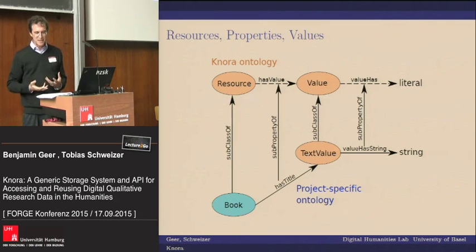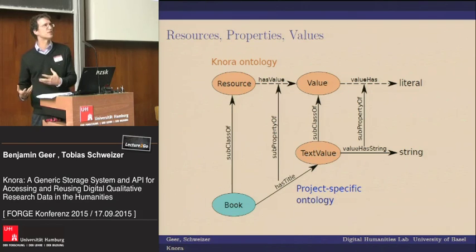Using OWL cardinalities makes it possible to enforce database integrity. For example, if a stained glass window is allowed to be in only one building, Knora can ensure that you don't put the same window in two buildings.